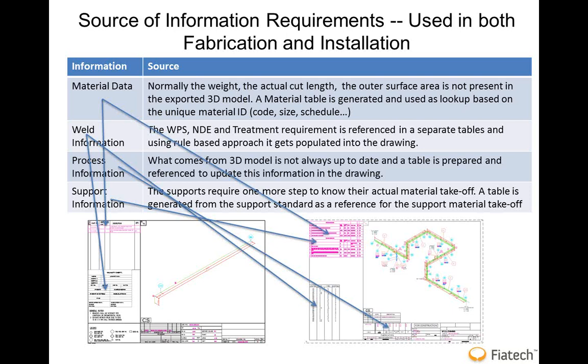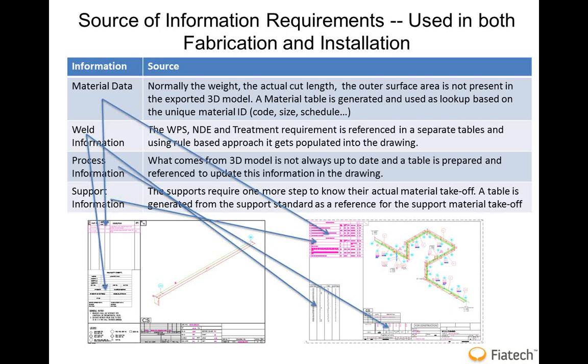The process information, which is the line list data, normally comes from the 3D model, but it is always the case that whenever there are modifications to the line list, the 3D firm does not implement them back into the 3D model, and even if they implement it, they do not revise the drawing and resend it to you.